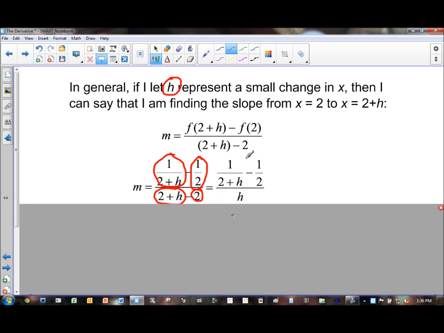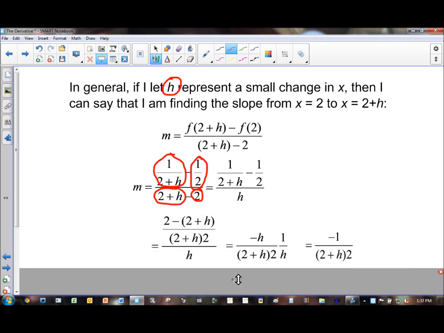All right, and all I did in this step was I noticed that it was 2 plus h minus 2 on the bottom, so the 2's subtract out, leaving me with just h on the bottom. And if I want to simplify that even more, look at the top here. I would like to make that one nice big fraction. When you do that, the common denominator is 2 plus h times 2. This numerator becomes a 2, and this numerator becomes a 2 plus h.